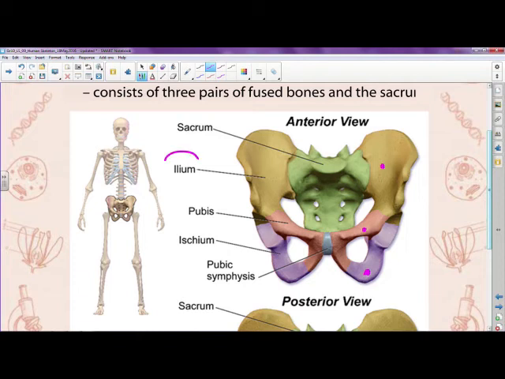Guys, this is the ilium. Now if you do the digestive system, you will see that the ileum of the small intestine also comes and fits here. And you've also got an artery called the iliac artery that also meets there. So you see this is like a common word that we use for the area of the hip.